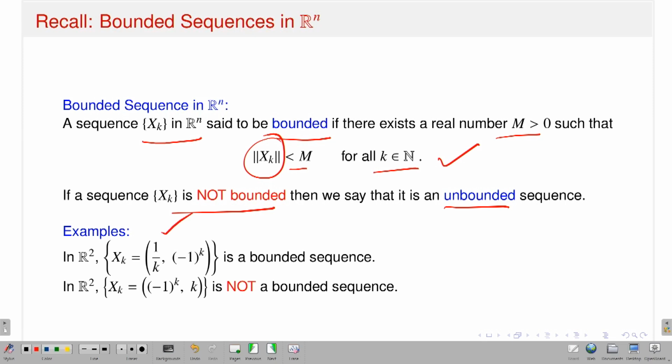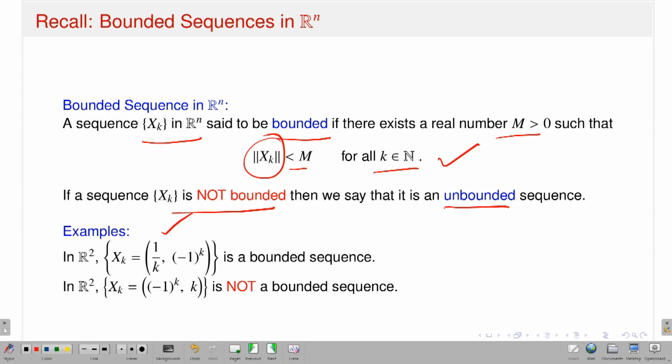Why? Okay, one more fact, which I will discuss in later slides. As I told you, given a sequence capital Xk in Rn, I will have the corresponding component sequences, and then I can make some conclusion on the full sequence xk in terms of the component sequences. Here also, if the full sequence capital Xk is bounded, then the corresponding component sequences are bounded. If the component sequences are bounded, then my full sequence is bounded. That is a theorem I will prove in my next slides.